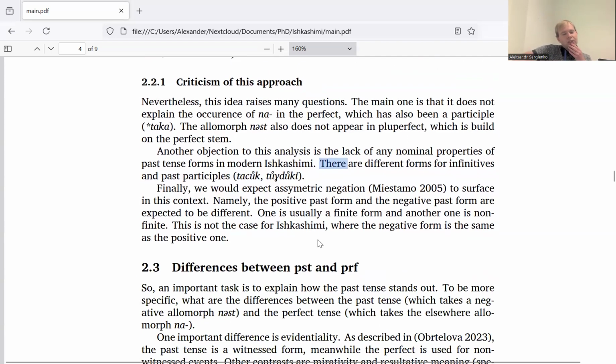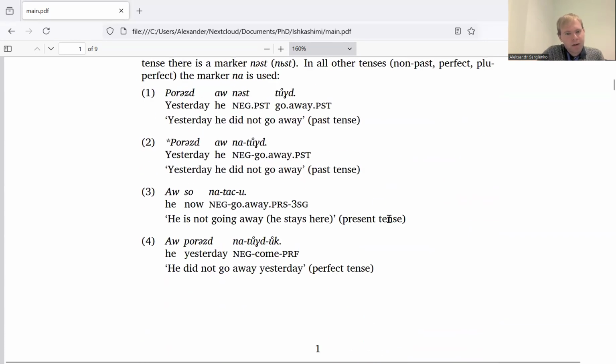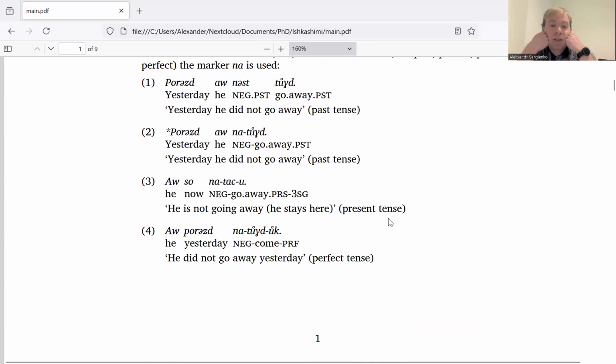Finally, a big objection to this is that we would expect asymmetric negation to surface in this context, right? Asymmetric negation is a term from Matti Miestamo 2005, where we have asymmetry between positive and negative forms, something you would see in Tamil, right? But if you look at the examples, 1 and 2, example 1, with NIST, you don't see a different form popping up. You just see the normal past tense form of the verb to go away.